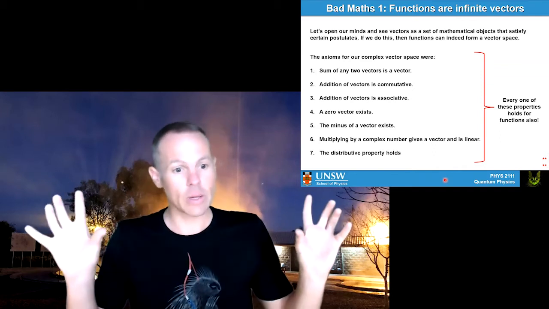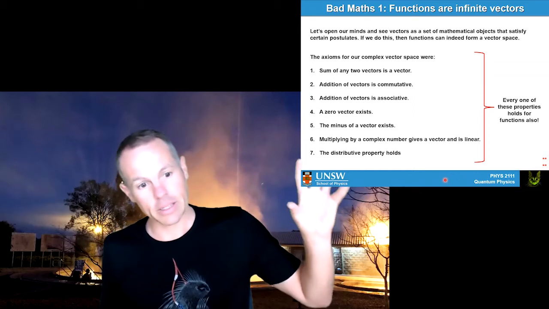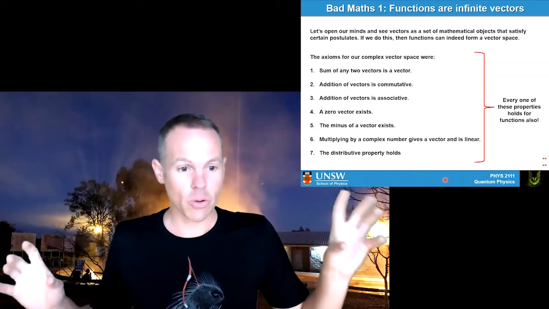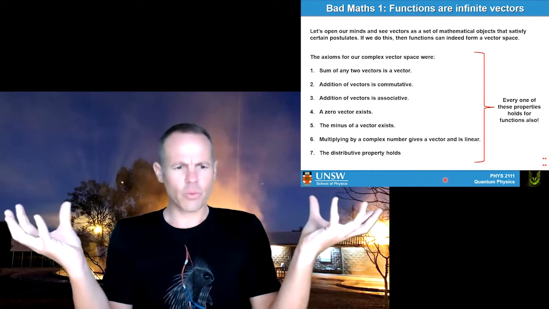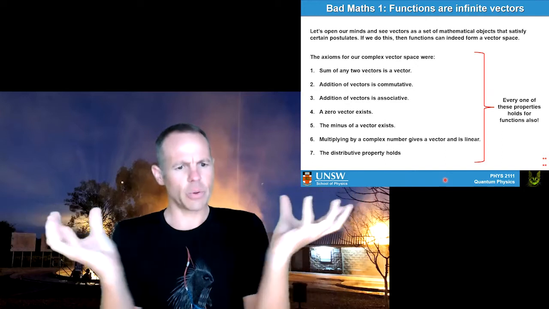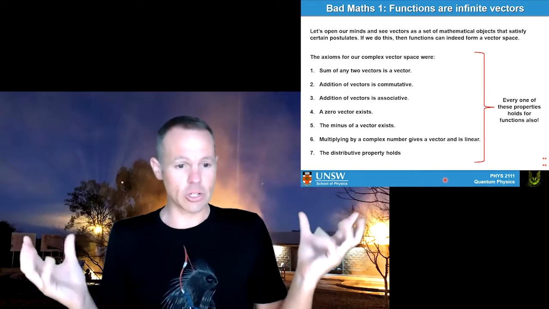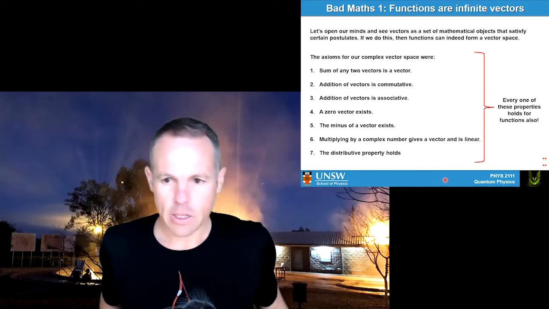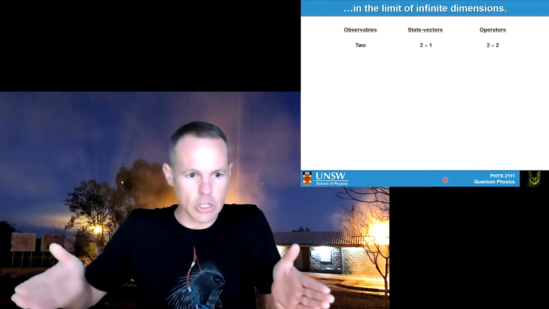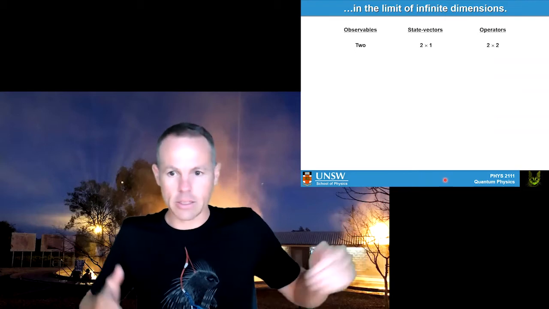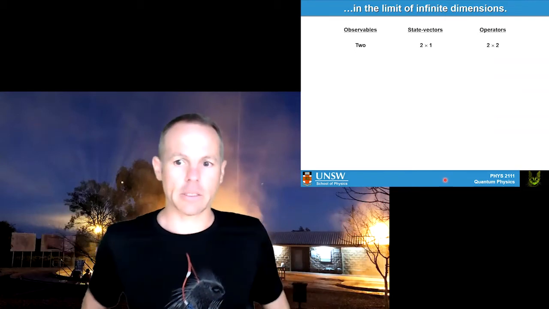And what you'll find is that you can use functions to deal with quantum mechanics in the same way that you can use vectors to deal with quantum mechanics. And what I want to show is that there's, in a sense, a seamless transition between the two depending on the situation that we're dealing with, okay? So let's start down this path of making this logical transition from a vector-based system to a function-based system.